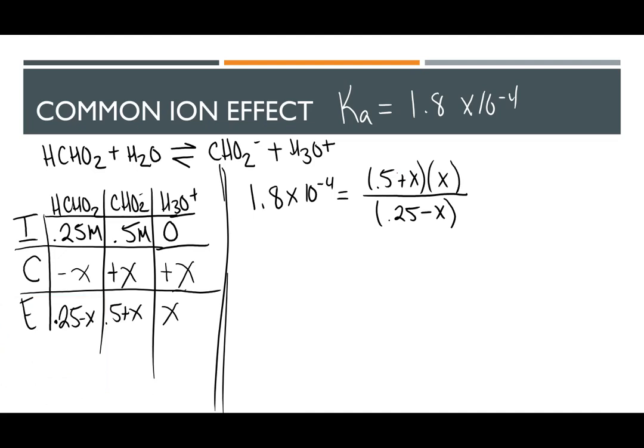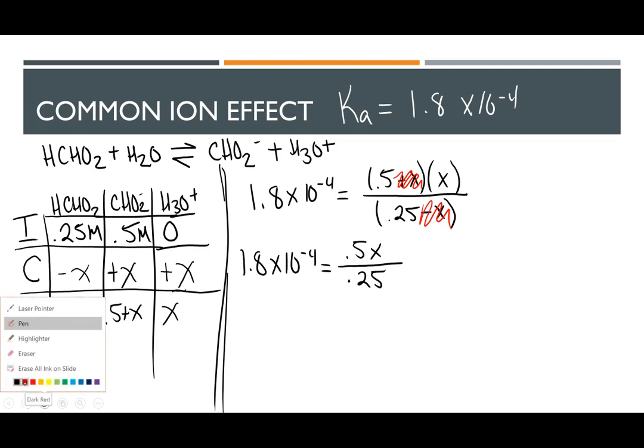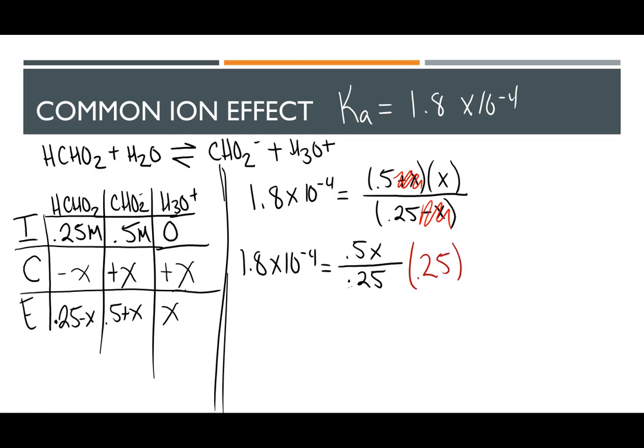Again, we're going to assume x is small, so x being subtracted, we can get rid of that. And 0.5 plus x, so adding a very small number is not going to change it much either. So assuming x is small, that is going to clean this up to the following. 0.5x on top, 0.25 on the bottom. Okay. So now we just need to solve for x. So the first thing I'm going to do is multiply by 0.25. So those cancel. Multiply this side by 0.25 as well.